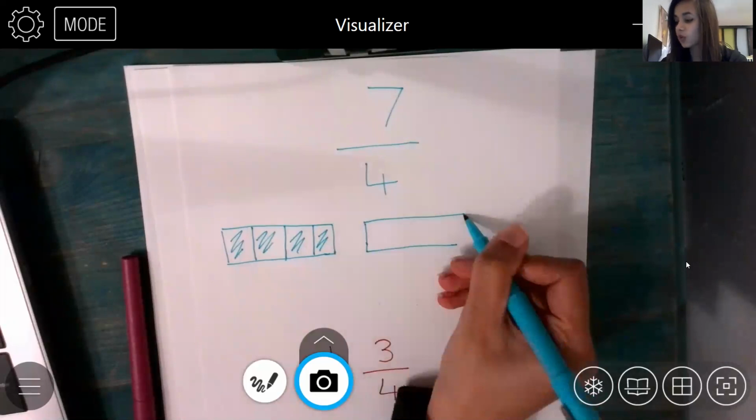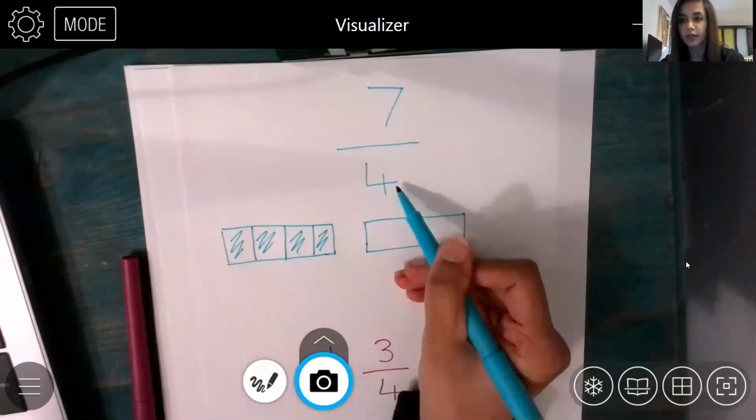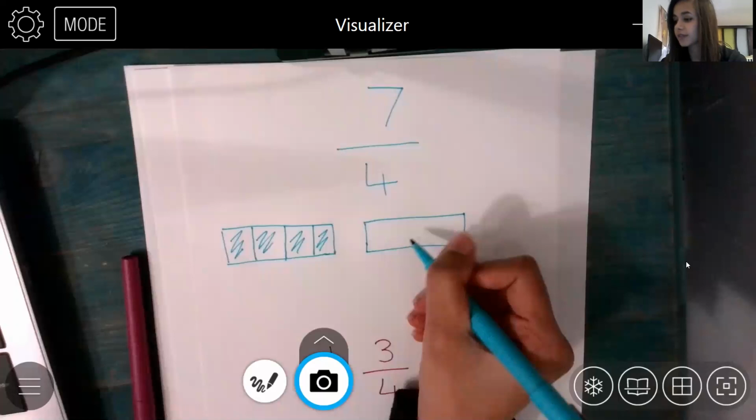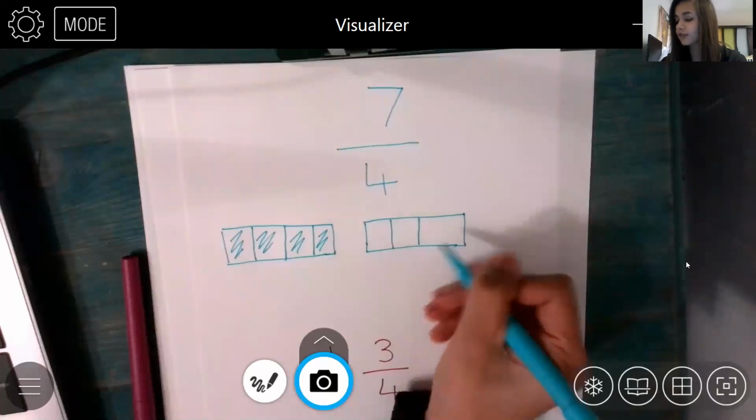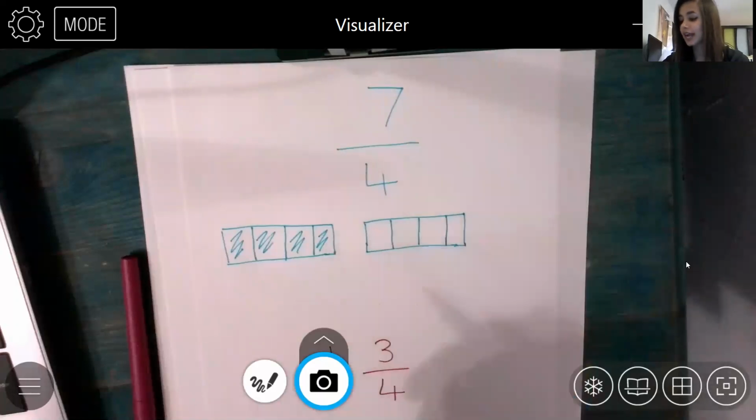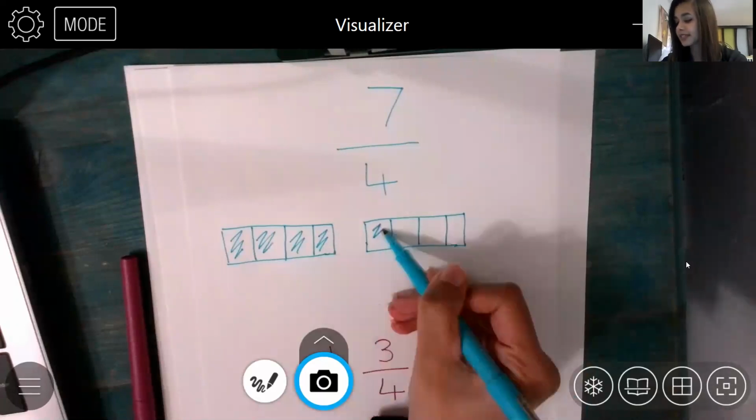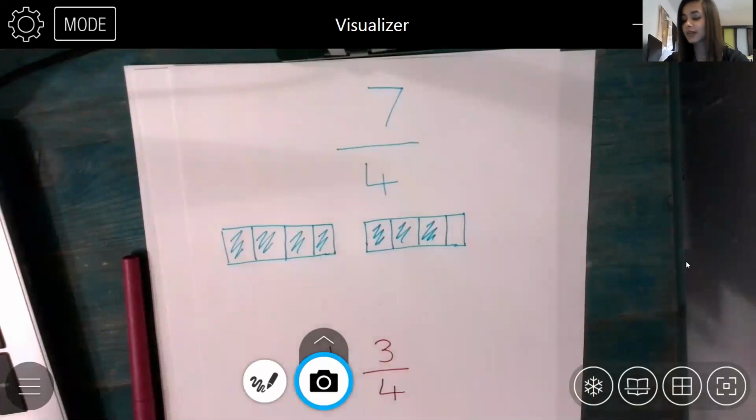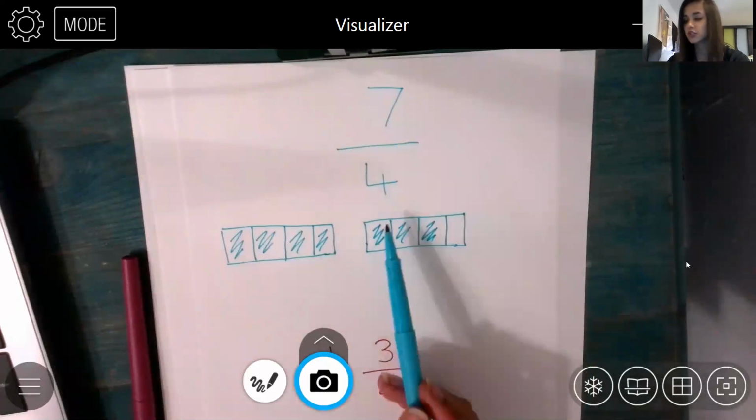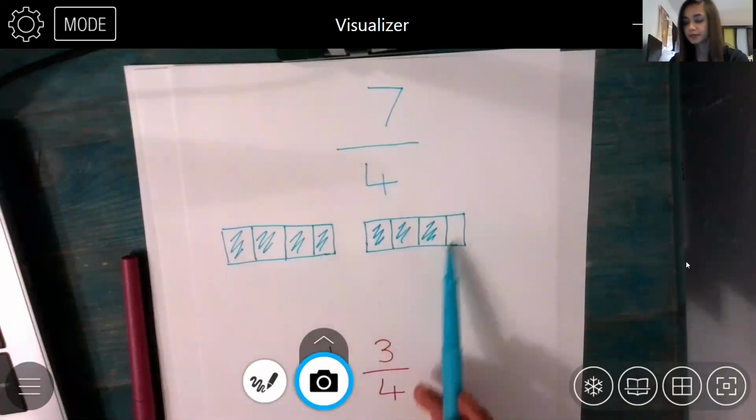But again, it's always the denominator tells you how many equal parts you split it into. So I split that into 4 equal parts, and I can carry on. I've got 4, 5, 6, 7. So this is how we get the fraction 7/4. You can see that visually here.